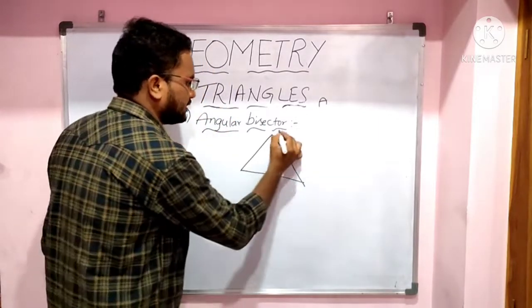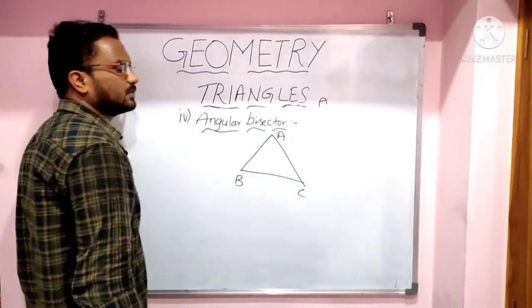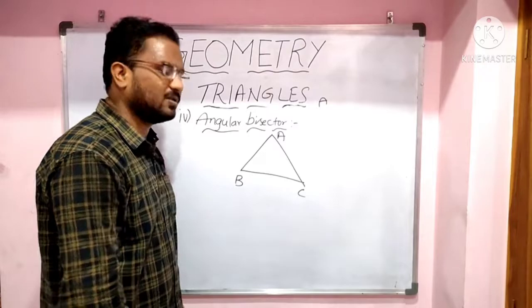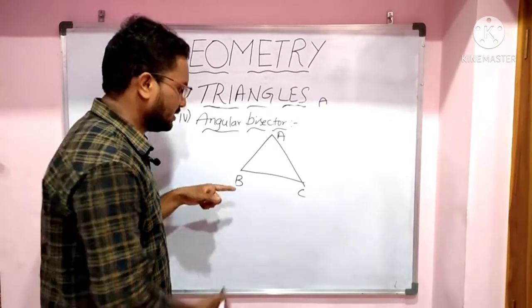Okay, let us say this is A, B, C. ABC is a triangle. So in our school days we used to draw the angle bisectors. How can we draw the angle bisector?